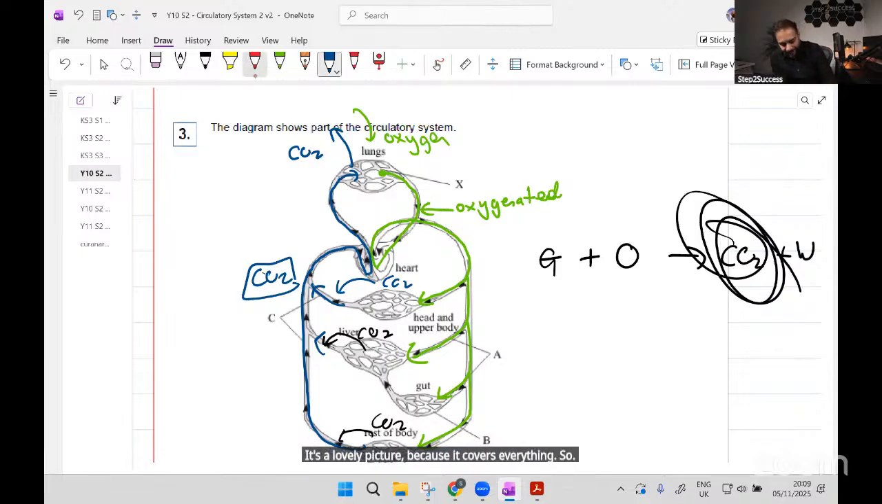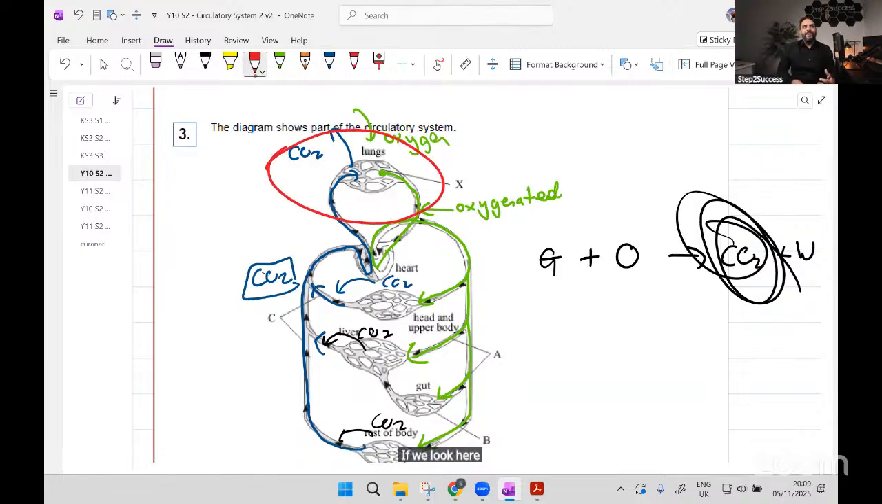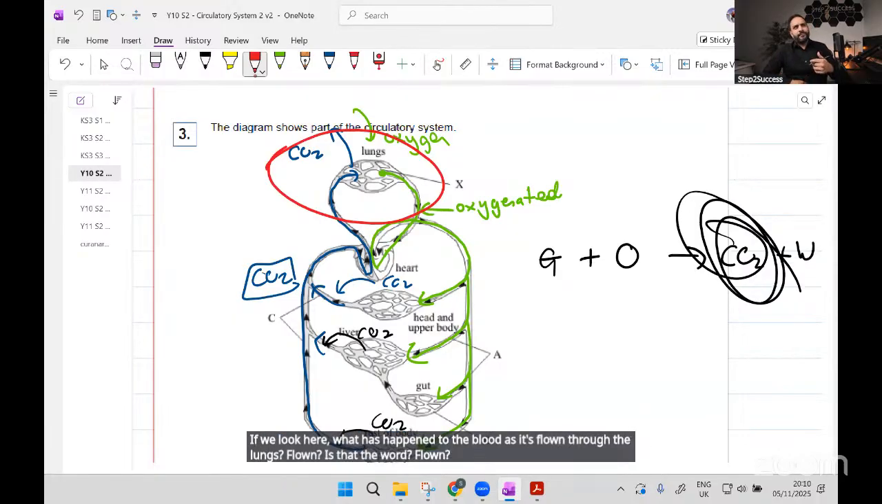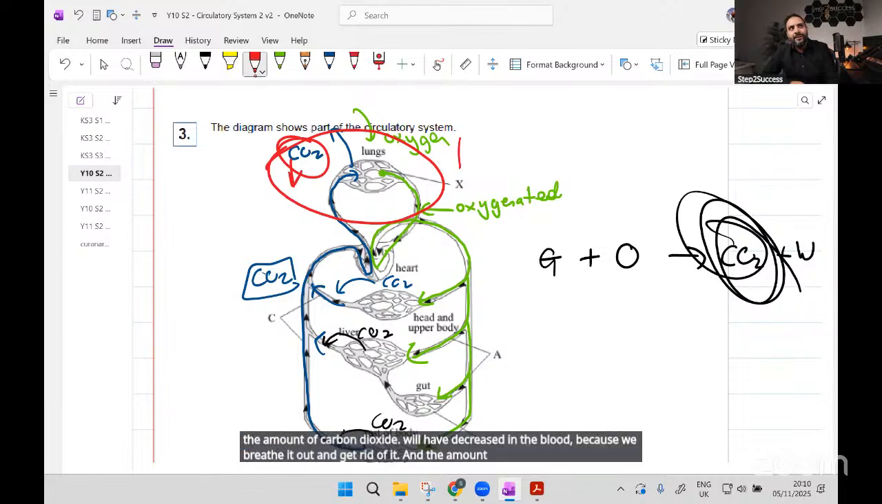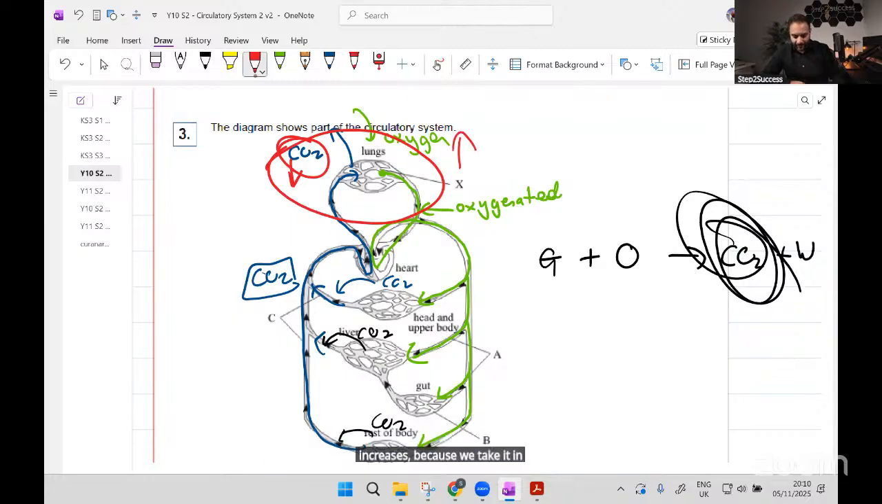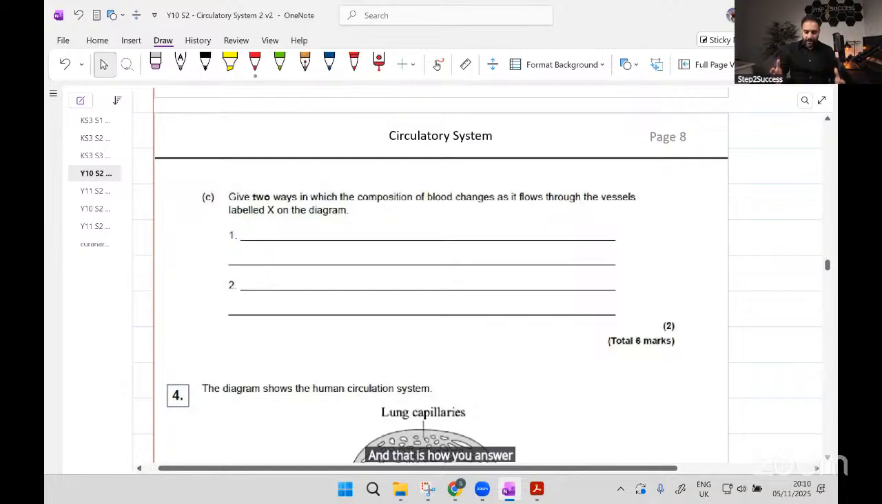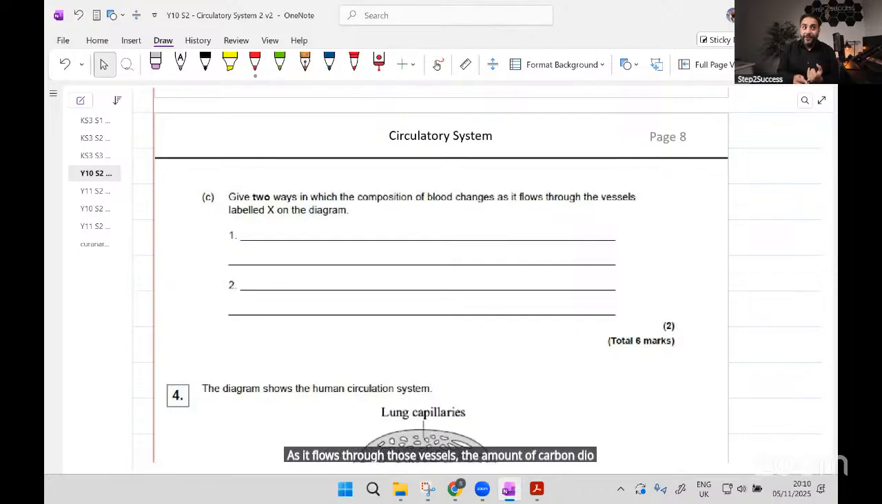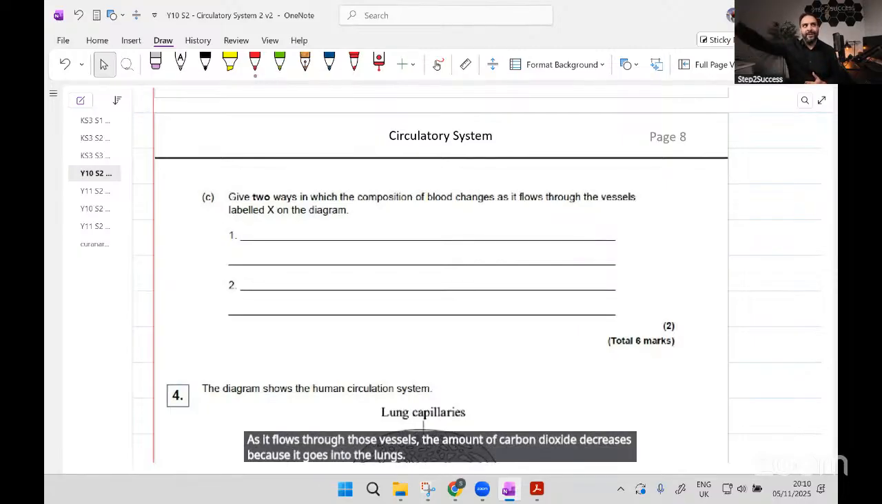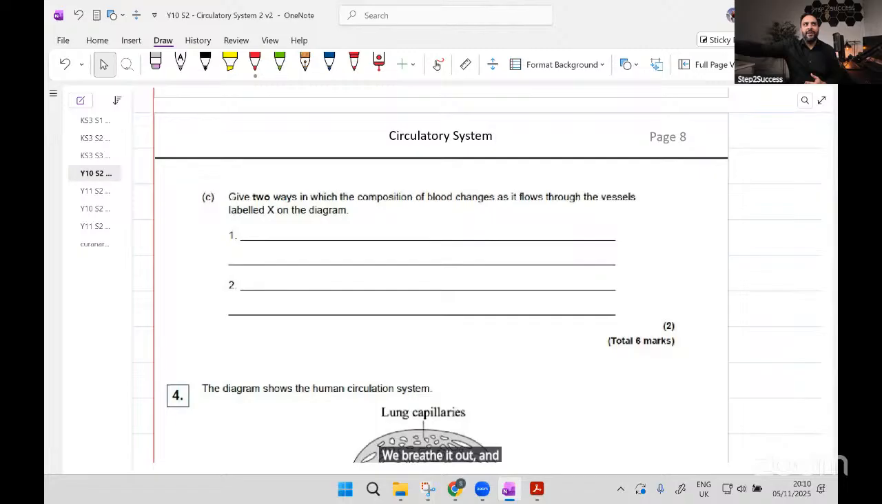So if we look here, what has happened to the blood as it has flown through the lungs? Flown? Is that the word? Yeah. The amount of carbon dioxide will have decreased in the blood because we breathe it out and get rid of it. And the amount of oxygen increases because we take it in and put it into the blood. And that is how you answer question 3C. Two ways in which the composition of the blood changes. As it flows through those vessels, the amount of carbon dioxide decreases because it goes into the lungs. We breathe it out. And the amount of oxygen in the blood increases because we've just breathed in and brought it back in.